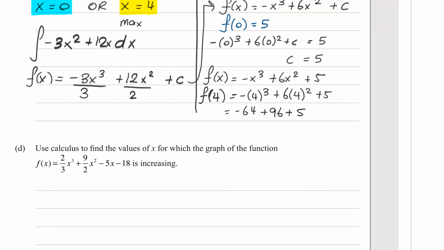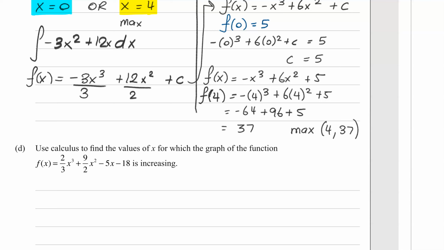Plus 5. We add it all up. So we've got negative 64 plus 96 plus 5. That becomes positive 37. So the maximum is at coordinate 4, 37. Right? So that's where our local maximum is.